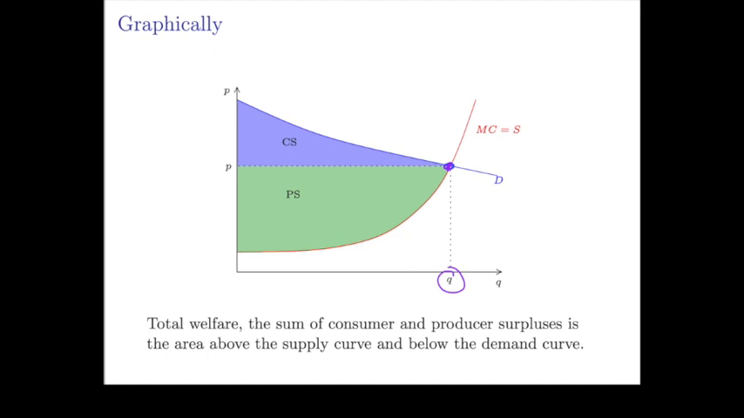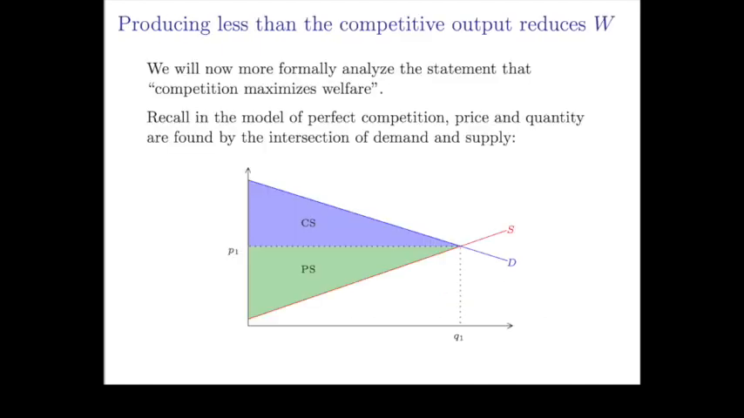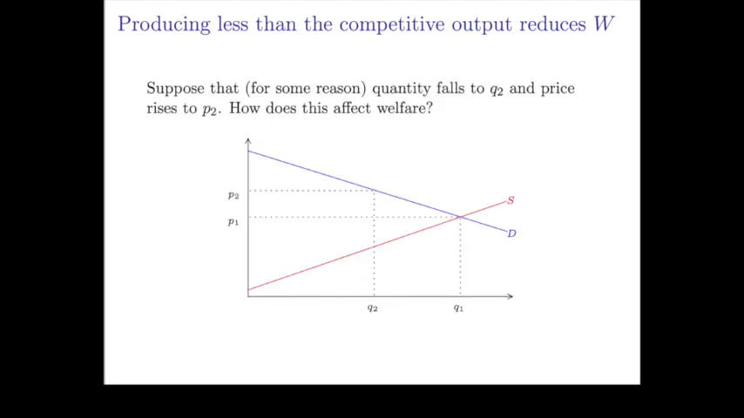Let's look at this a little more carefully. So remember, when you have perfect competition, the price and quantity are going to be found by the competitive equilibrium, where the supply and demand curves cross. Now let's suppose for some reason that the quantity was held back. So it falls to Q2 rather than the equilibrium quantity Q1. And because of that, the price that the consumers are willing to pay is going to go up from P1 to P2. So we're going to be at this point on the demand curve.